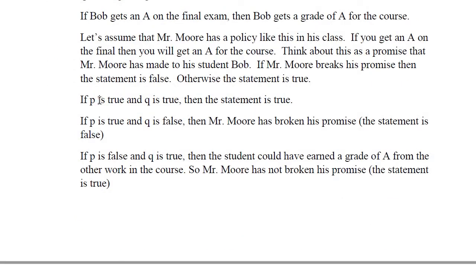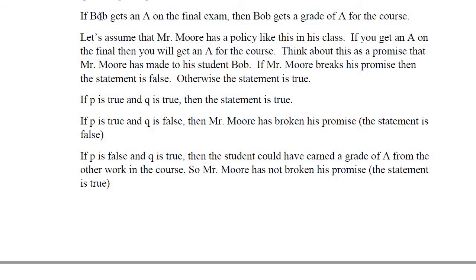So, if P is true, so if Bob gets an A on the final exam, and Q is true, Bob gets a grade of A for the course, then the statement is true. If P is true, Bob gets an A on the final exam, and Q is false, Bob does not get a grade of A for the course, then Mr. Moore has broken his promise, and the statement is false.